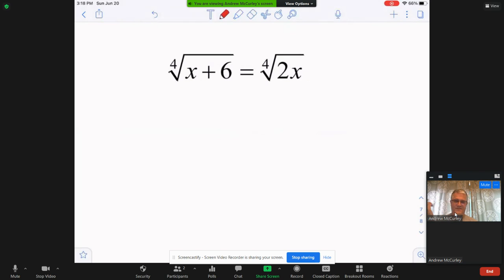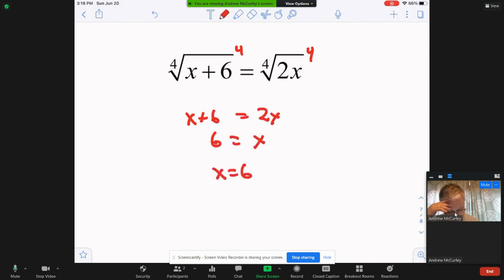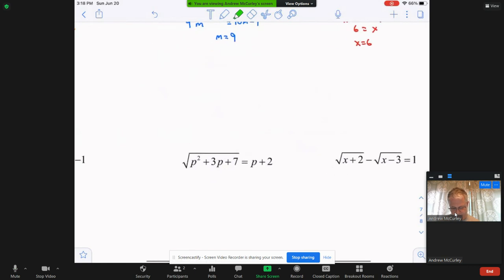All right. Fourth root does the same thing. Here's a fourth root. x plus 6 equals 2x. Looks like 6 equals x. So that looks like 12, so fourth root of 12. It works. All right, just peel off. And that one kind of makes sense too, because this part underneath, you've got that. So they are the same.